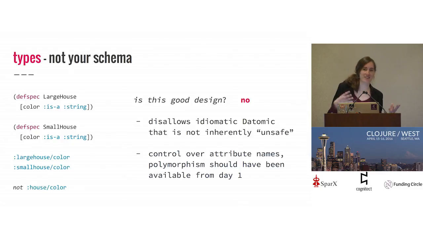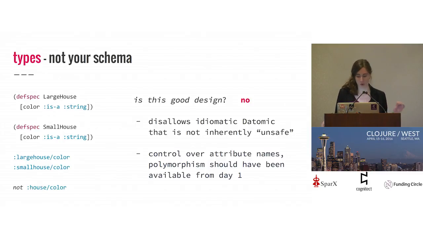So say you have a spec called a large house and a spec called a small house that both have the same field. They're both a color, a house with a color. So in spec-tacular, when you make your schema, you get a large house color and a small house color, which is not what you would do if you were just using Datomic. You would use house color, right? That's a string. It's a string in both cases. House color makes sense. It's well typed. Spec-tacular totally excludes this right now. It disallows this idiomatic Datomic attribute, and it's not inherently unsafe.